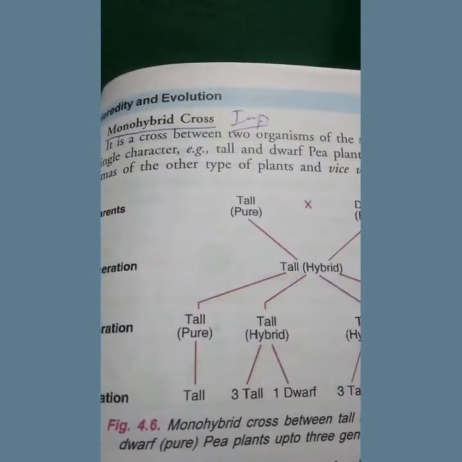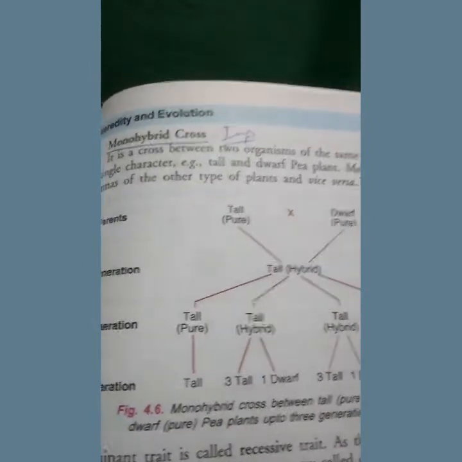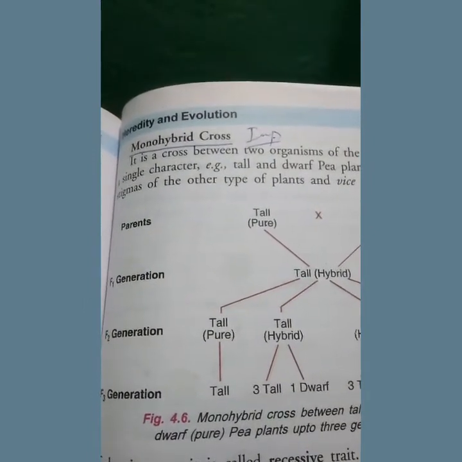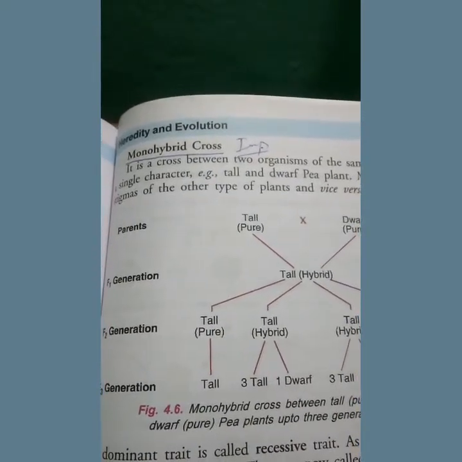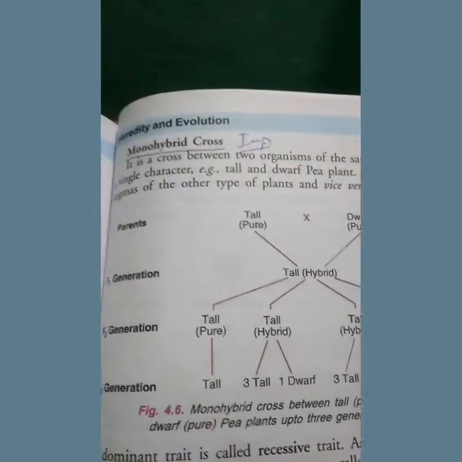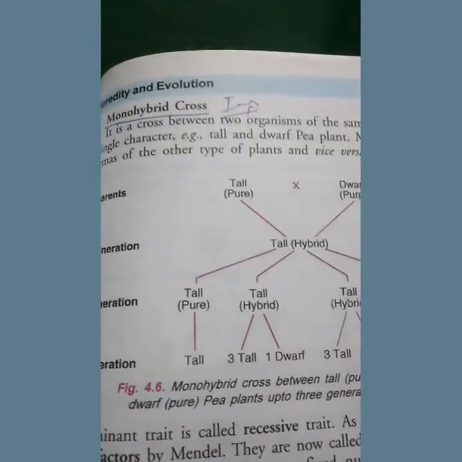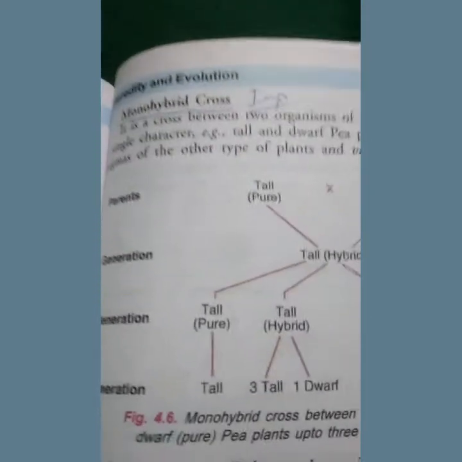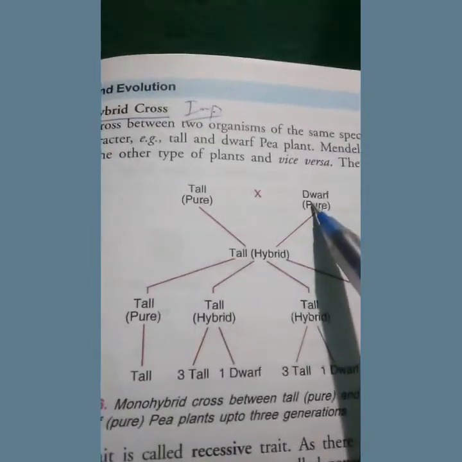Some of you students have doubts in the dihybrid cross, but before starting the dihybrid cross you must know about the monohybrid cross. So what is the definition of a monohybrid cross? It is a cross between two organisms of the same species which have a single pair of a single character. That means you can see here a monohybrid cross between a tall and a dwarf plant.